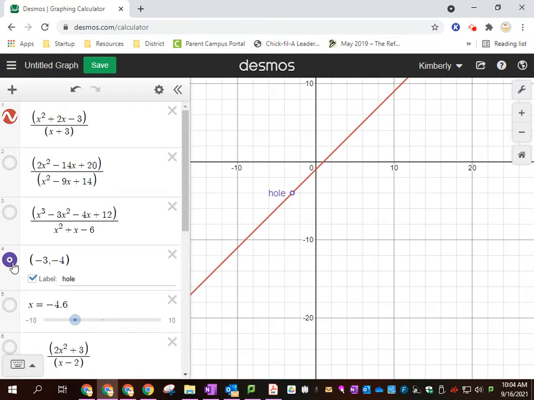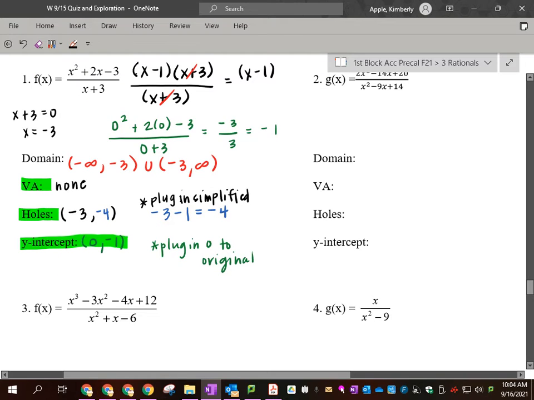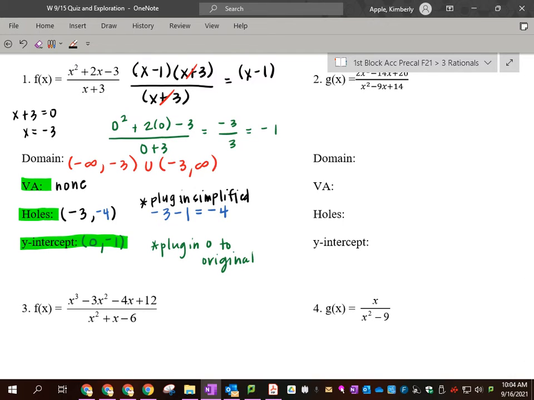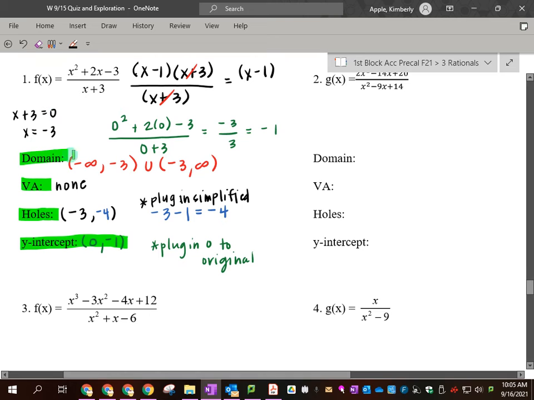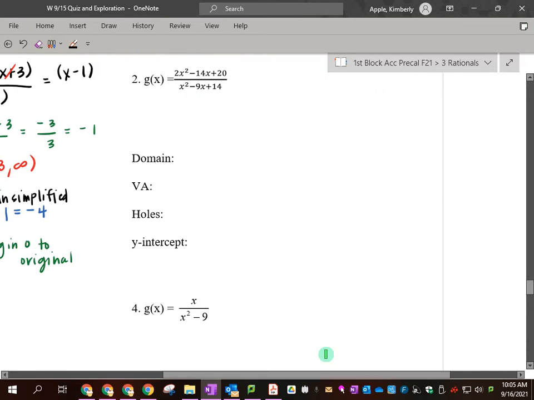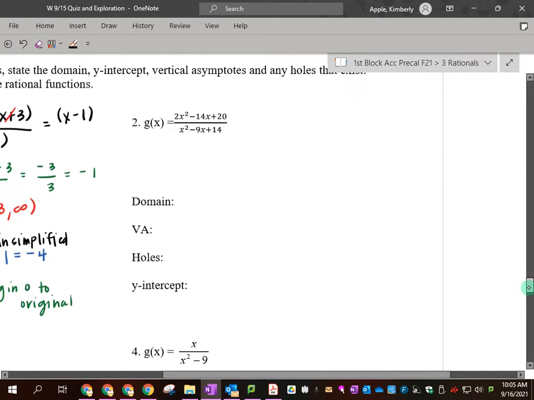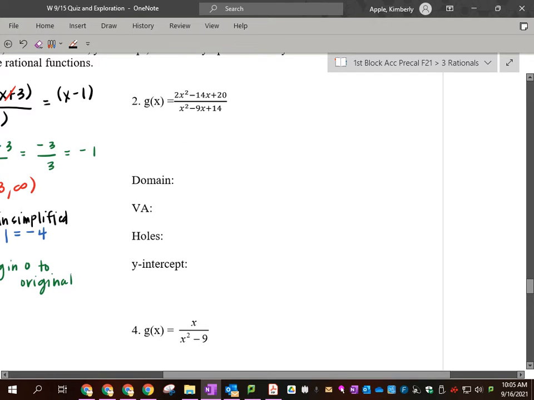All right, so let's look at another one. All right, so domain is very closely related to the VA in the holes, the vertical asymptotes. So you need to find those first. All right, so let me make this point. Okay, let's do another. So let's go ahead and factor g of x in number 2.